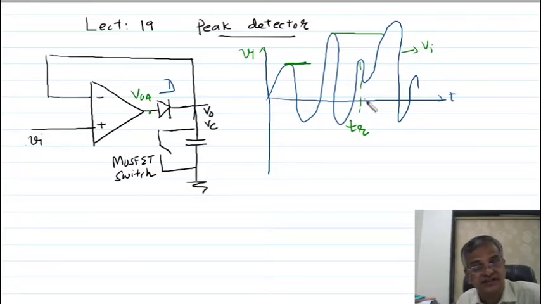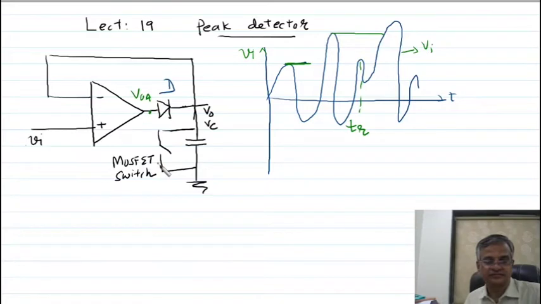To avoid this, you can discharge the capacitor with the help of the MOSFET switch. During this time, you can discharge the capacitor with the help of the MOSFET switch. Now it will store the voltage at your peak voltage in this way.